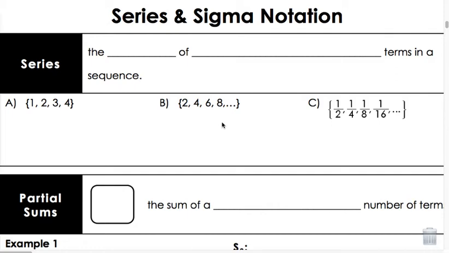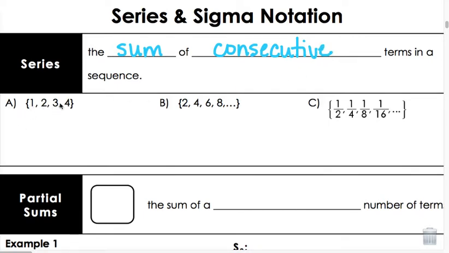All right, today's lesson is lesson 10.4 on series and sigma notation. Let's begin with what a series is. It's the sum of consecutive terms in a sequence. Okay, and what we're going to look at is letter A.